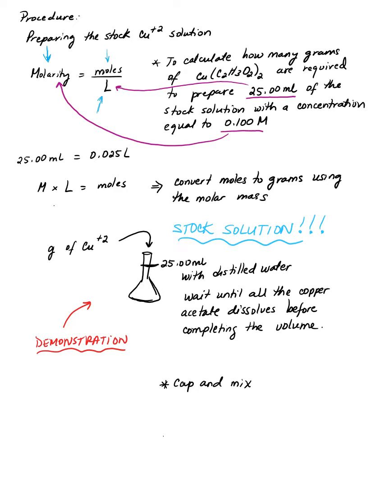You need to transfer the amount of copper acetate that you're calculating when you're multiplying your molarity times your 0.025 liters. That gives you the moles, times the molar mass of copper acetate. That gives you the grams. So those grams of your copper acetate you need to transfer into your volumetric flask. And we're going to dissolve those grams of copper acetate to the volume of your volumetric flask, which is 25 milliliters. So I will show you in class how to do that part.